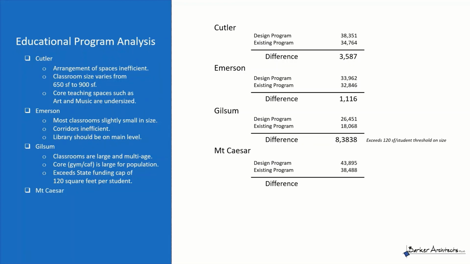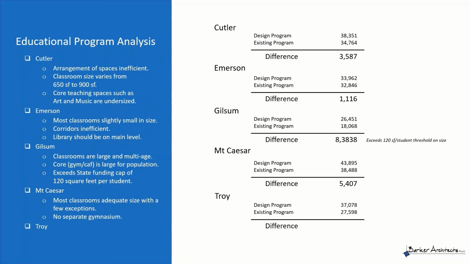Mount Caesar has had recent additions and renovations, but deficiencies in the program do exist. Classrooms vary in size, with kindergartens from 1,023 square feet per room down to 633 square feet, which is far below the state recommended 1,000 square feet. The largest omission is the lack of a separate gymnasium. The cafeteria is much too small for physical education, and sharing a space between the two uses creates scheduling conflicts.